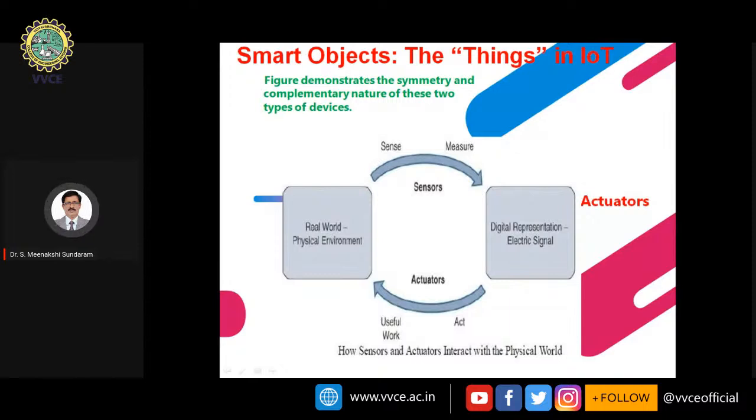The sensors sense and measure the values, and the actuators act and convert them into useful work. From the digital representation of electrical signals, we are able to convert into the real-world physical environment, where we can derive some useful work or do some action with the values we have stored from these sensors.